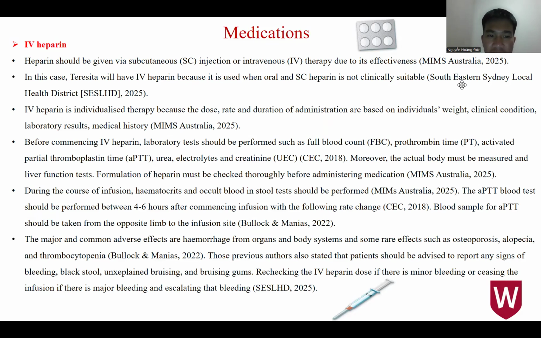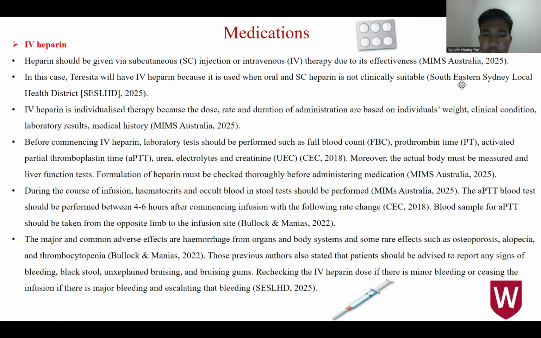Before commencing IV therapy, lab tests should be performed, such as full blood count, prothrombin time, activated partial thromboplastin time, urea, electrolytes, and creatinine. Moreover, the patient's body weight must be measured and the liver function test should be done. The formulation of the heparin must be checked thoroughly before administering the medication.